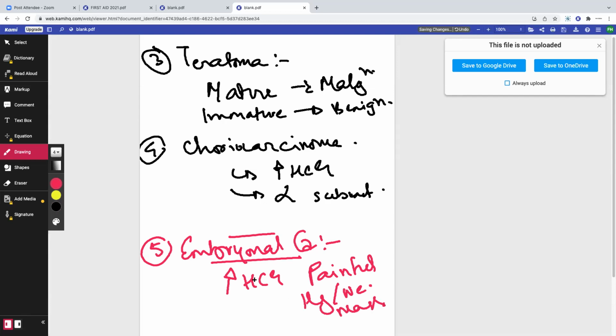So it's very easy to diagnose embryonal carcinoma because most testicular tumors are painless, non-hemorrhagic, and non-necrotic. If you ever see a patient who comes to you with a painful, hemorrhagic, necrotic mass, along with high HCG, your diagnosis should be embryonal carcinoma. Have I made myself clear? Yes or no? Yes.